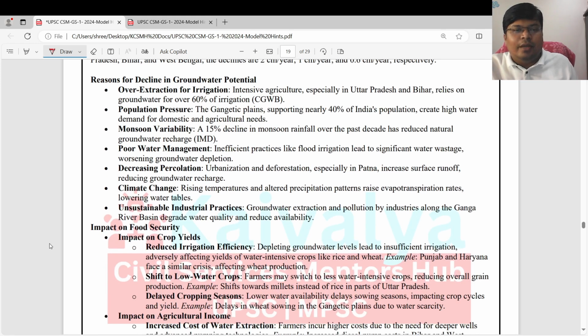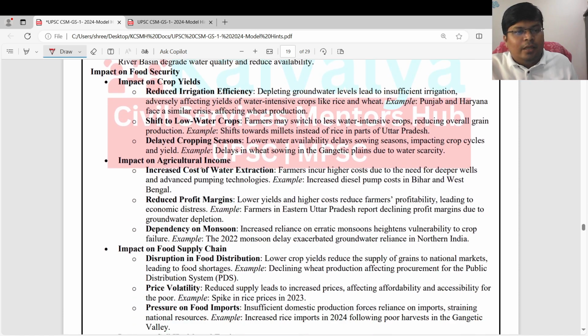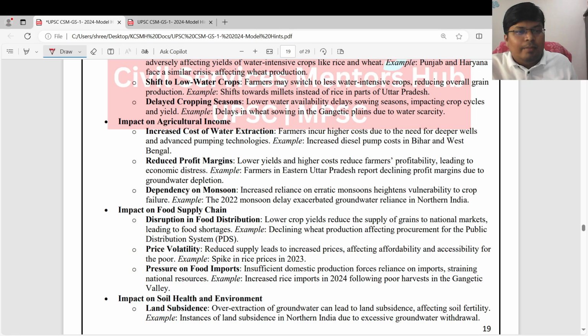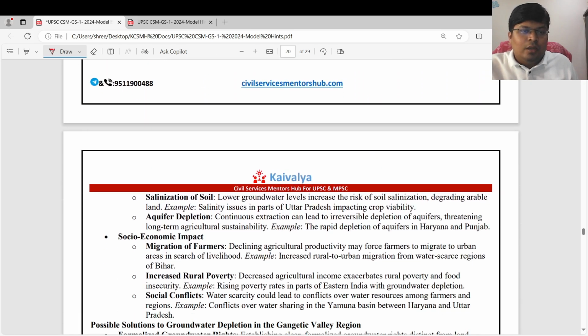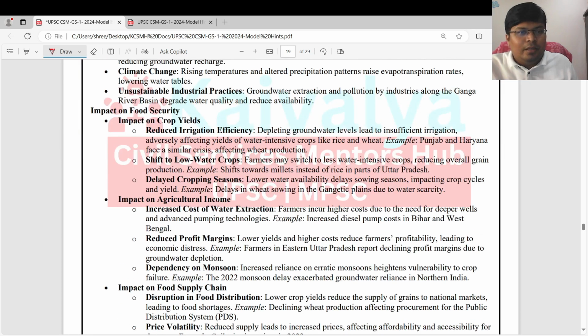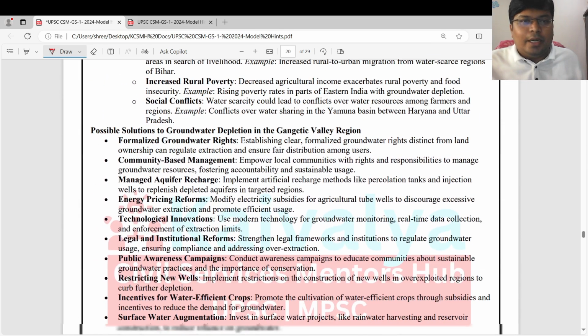How it can affect the food security of India: impact on crop yields, impact on agriculture income, impact on food supply chain, impact on soil health and environment, socio-economic impact. Again, in these points there are sub points, so you can also implement such a structure if you have the points, and if you have the speed for writing these points.